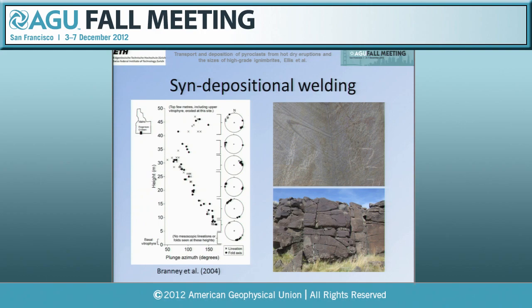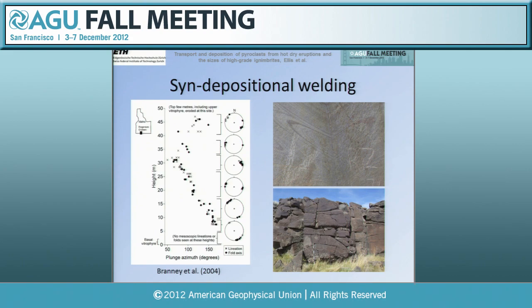But we know that welding goes on in the deposits. We know that welding is syn-depositional because excellent work by Branney and Andrews has shown that if you look at sheath fold axes and elongation lineations, those change in a semi-systematic way up through the current. What this is interpreted as is reflecting the thalweg of the density current, which is wobbling about over time as the deposit is grading.